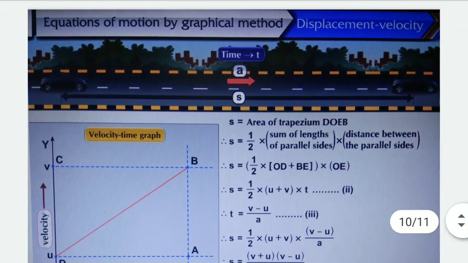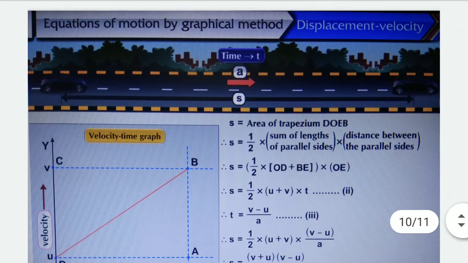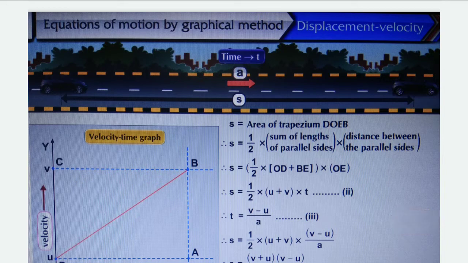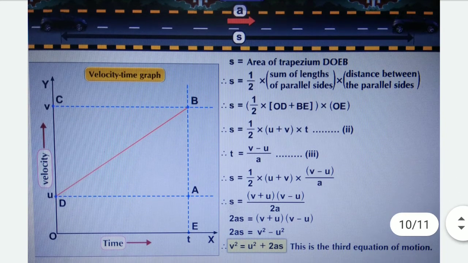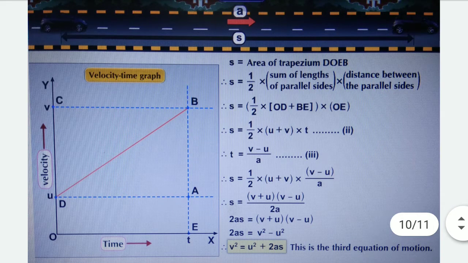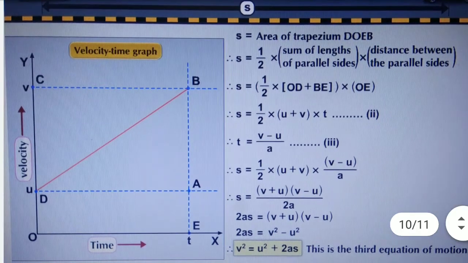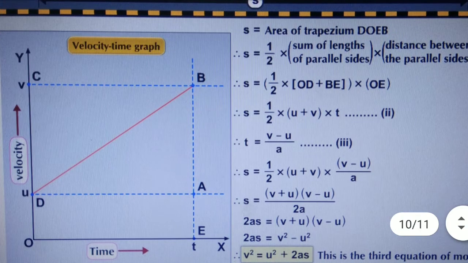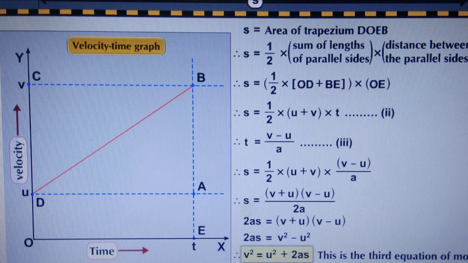Now let us see the equations of motion by graphical method. Displacement velocity relation. Equation describing the relation between displacement and velocity. Again observe that graph given, velocity time graph. Again observe that figure. Here S is equal to area of trapezium DOEB.